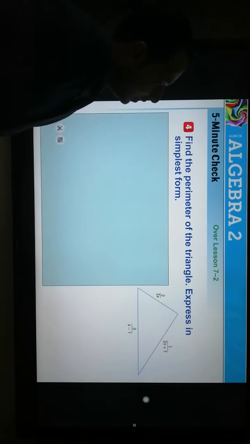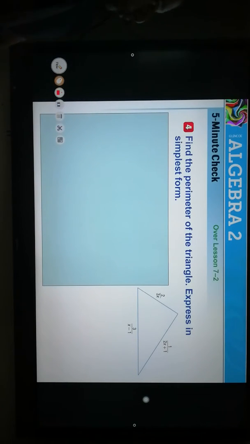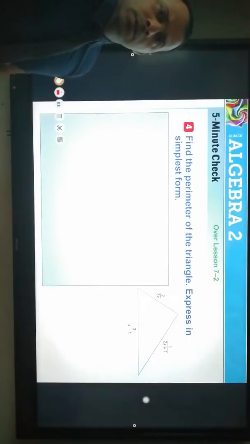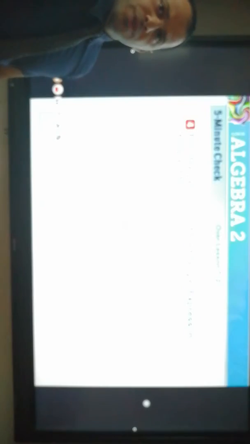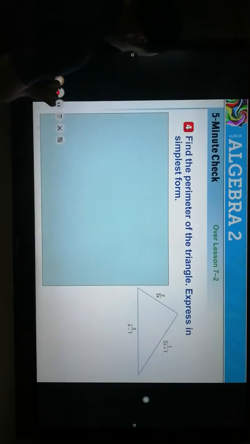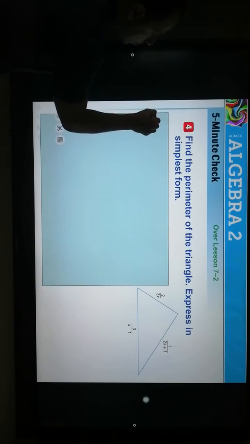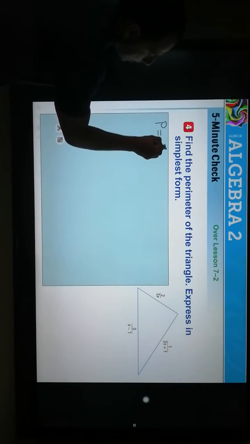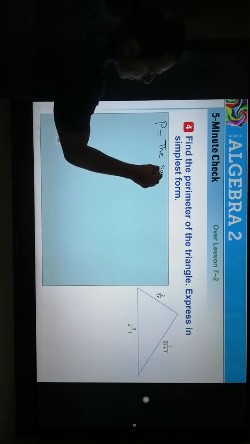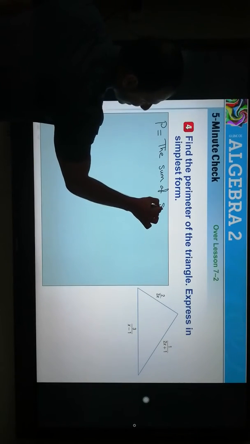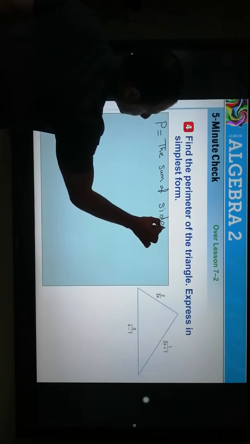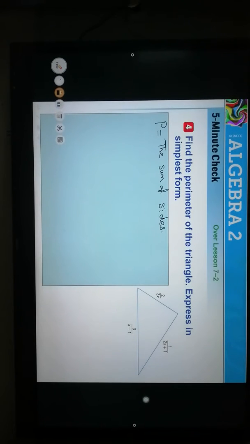Find the perimeter of the triangle expressed in the simplest form. What is the perimeter of the triangle? Yes, the perimeter of the triangle is the sum of the outer sides. So the perimeter equals the sum of its sides. Okay?